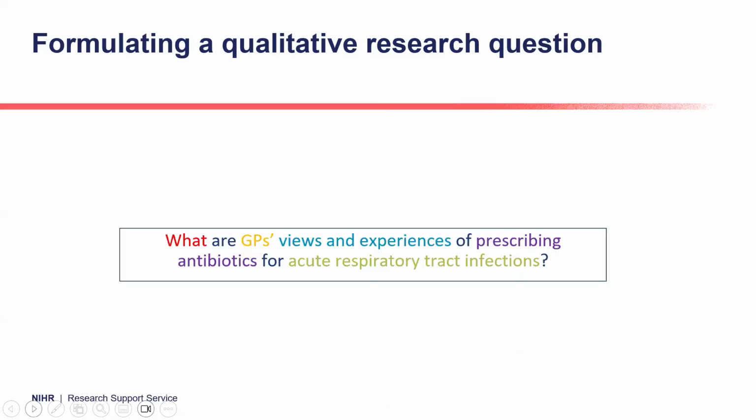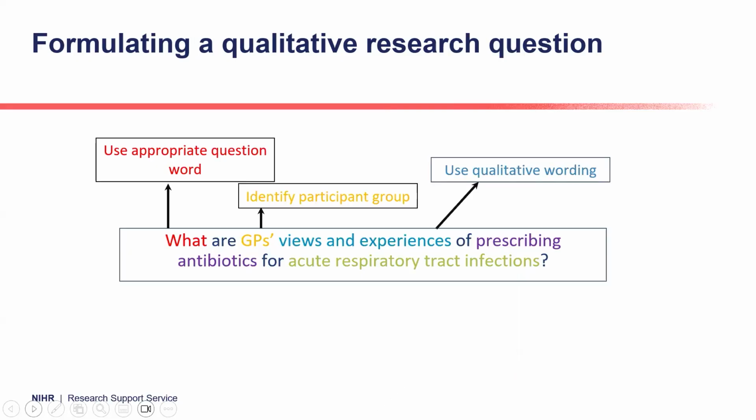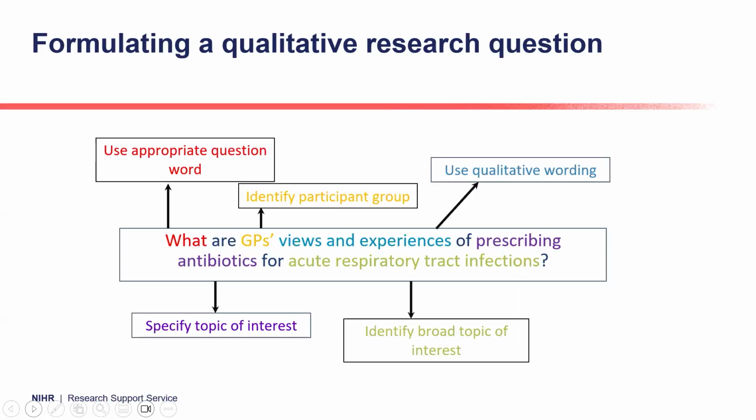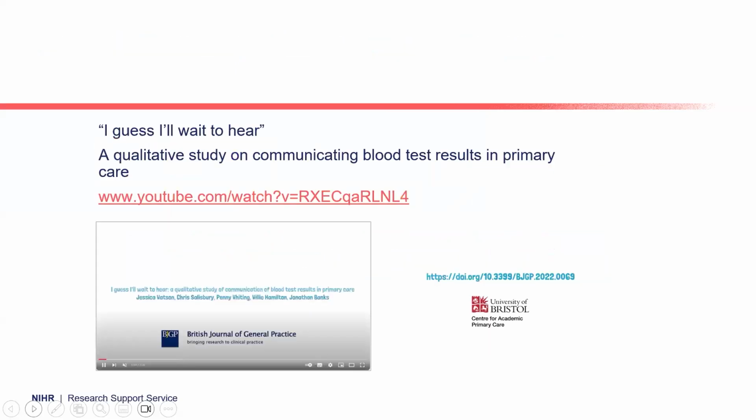So moving on to look at a qualitative research question and how we can formulate it. Really, it's very similar to any type of research question you've been hearing about today and yesterday. I guess the most important thing for me to highlight is that you need to start thinking in qualitative terms and use them. So for example, here in red, what is the appropriate qualitative question word to use, and then views and experiences, again, you're using qualitative wording.